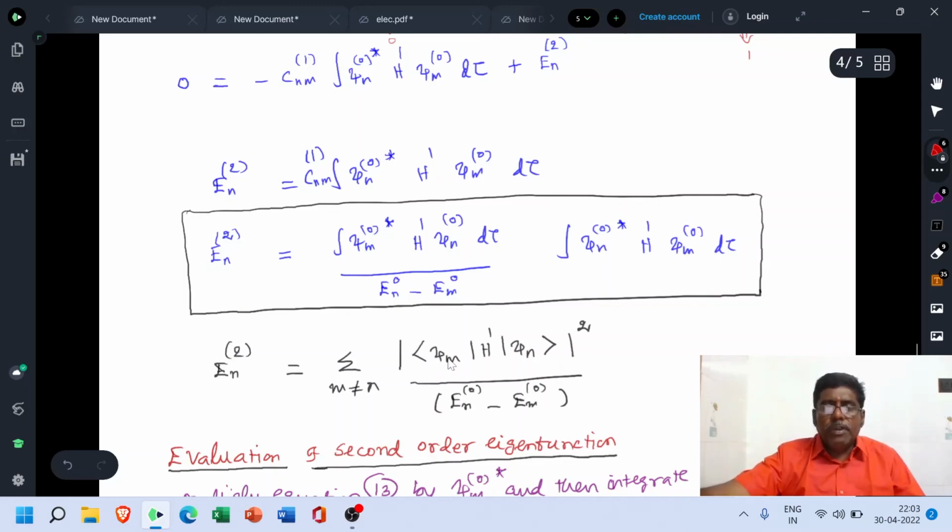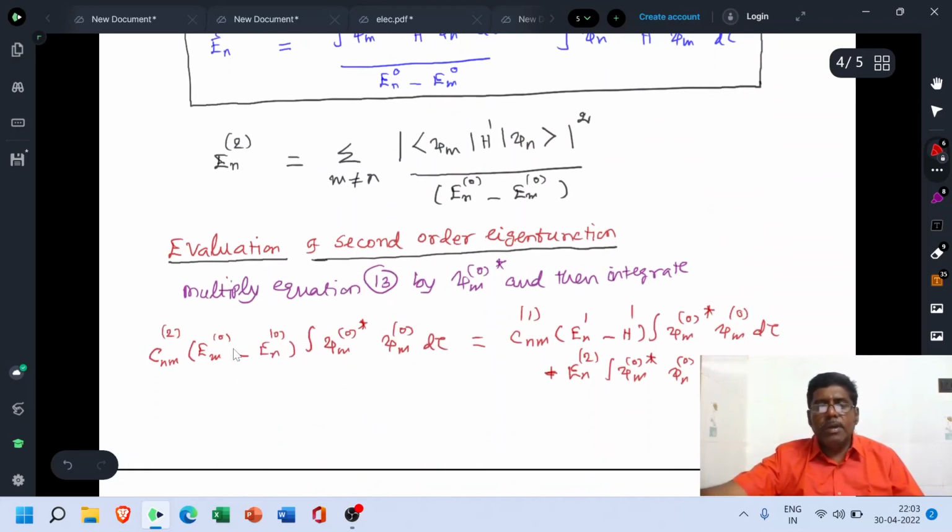bra space. Inside the bra space we have introduced psi m, H1, ket. Inside the ket space we can write our psi n. That means absolute square of psi m H1 psi n, whole divided by En0 minus Em0. This is our second order energy correction term.